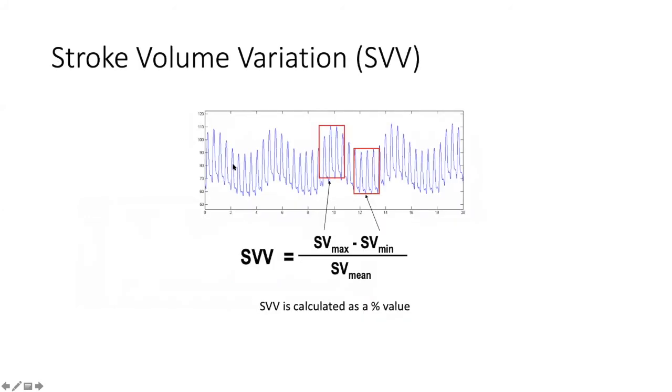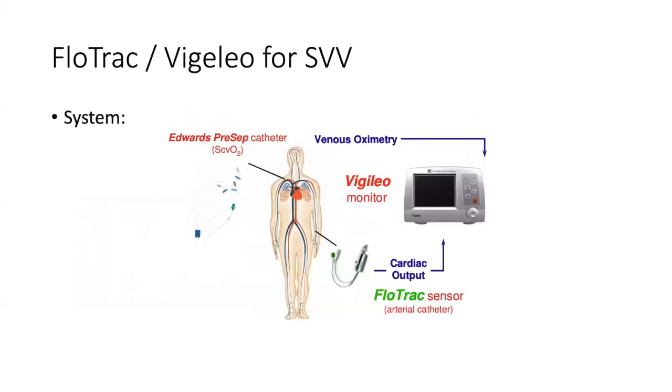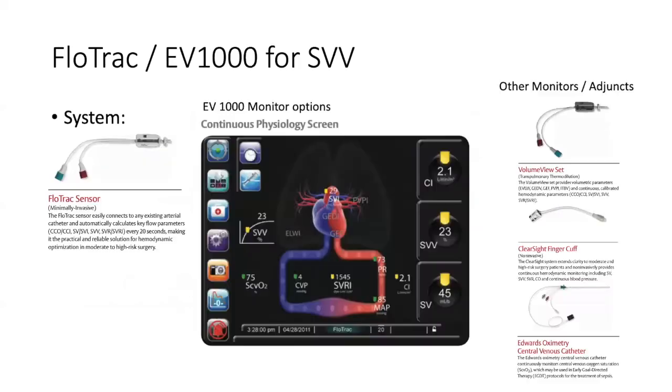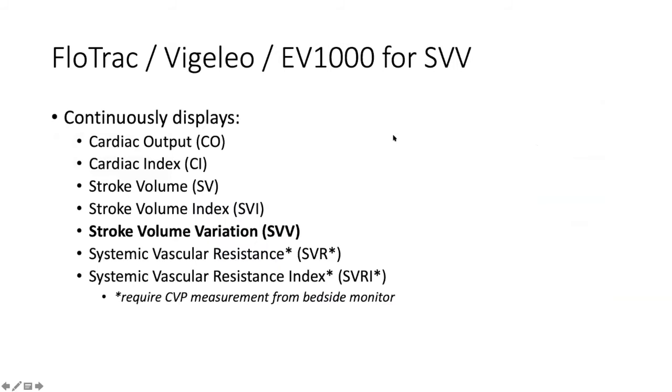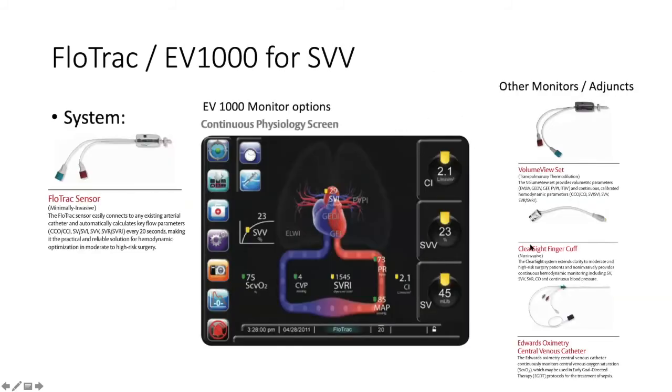So this is just the equation for it for those interested. Stroke volume variation is calculated as a percent without really a unit. And then the way this is done, it has undergone many name changes, but whether you call it the Vigileo, the FloTrac, or the EV1000, I think everyone will know what you're talking about. It can measure a number of things. This is generally what one of the screens would look like, and it will display for you, for instance, the stroke volume variation. The absolute numbers are probably less helpful, but the stroke volume variation is probably what can be most helpful. In patients where you don't want to put in an invasive line, there is also this ClearSight cuff.